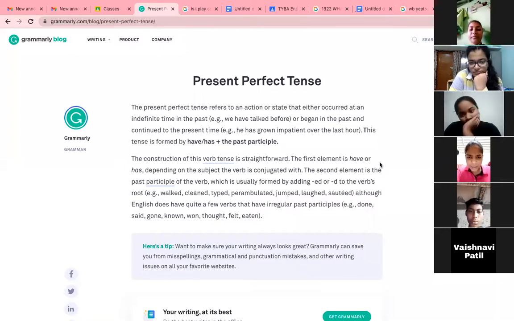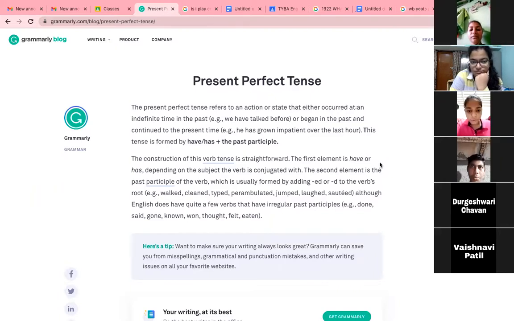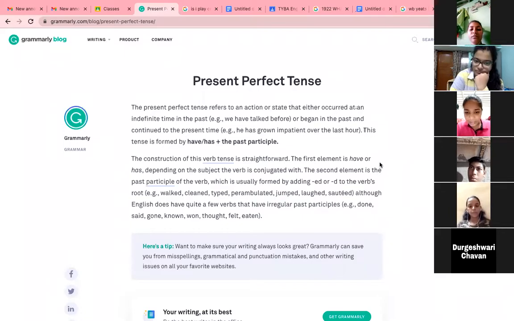Is the past participle of the verb, which is usually formed by adding ed or d to the verb's root. Example: walked, cleaned, typed, perambulated, jumped, laughed, sorted. Although English does have quite a few verbs that have irregular past participles. Example: done, said, gone, known, worn, thought, felt, eaten.